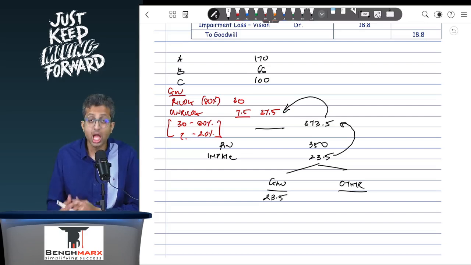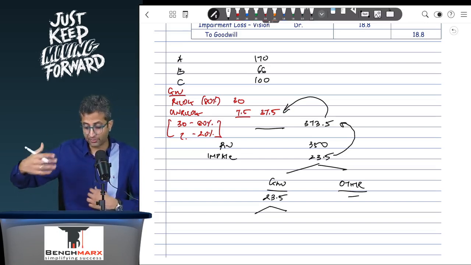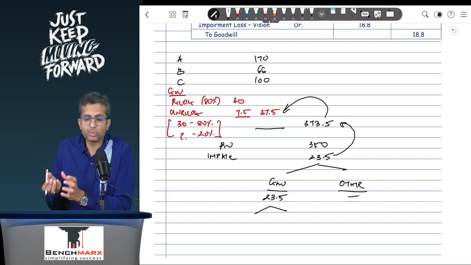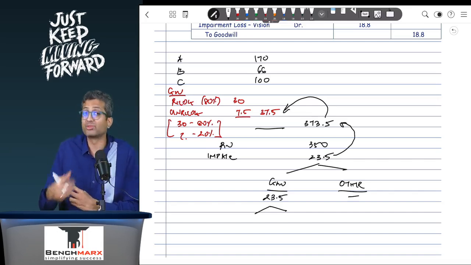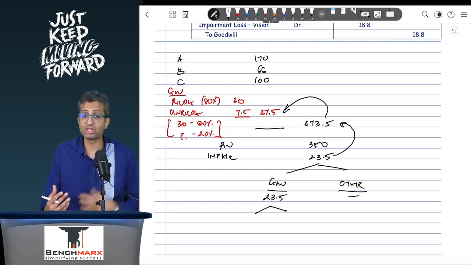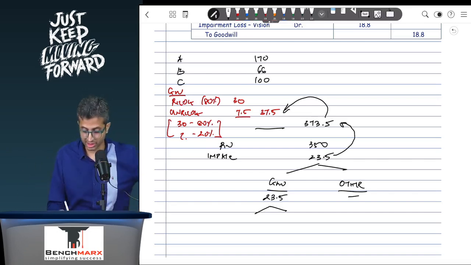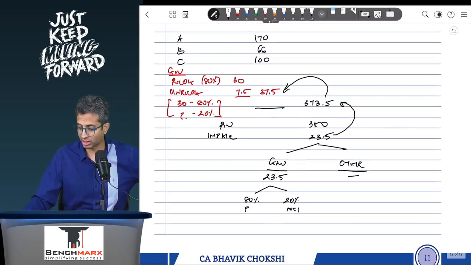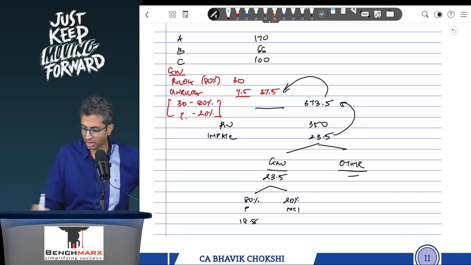And hence we will say that this impairment loss of 23.5 will first be attributable to goodwill, and nothing else is going to the other assets. This goodwill is out of 373.5. 23.5 has to be removed, but within 373.5 you have 37.5 worth of goodwill, and that 37.5 is not just attributable to parent, it is attributable to parent and NCI both, and hence out of this we will say 80% is attributable to parent, 20% of this is attributable to NCI, and hence if I do the working, 23.5 into 80%, this will come to probably 18.8, and the remaining I think 4.7 is attributable to NCI.